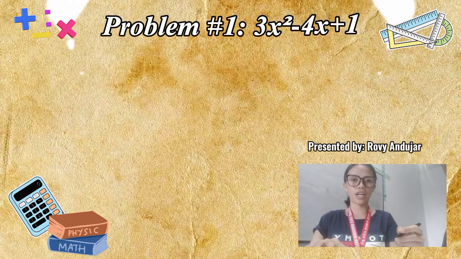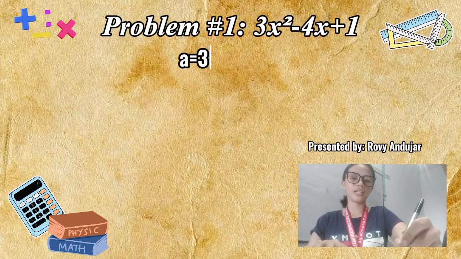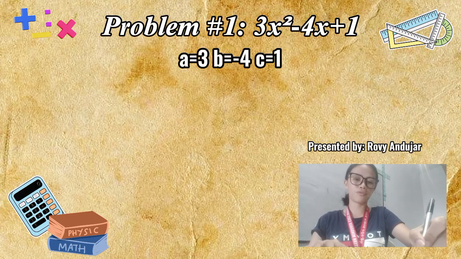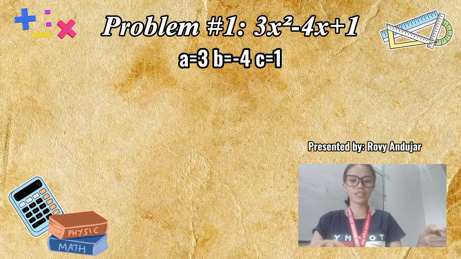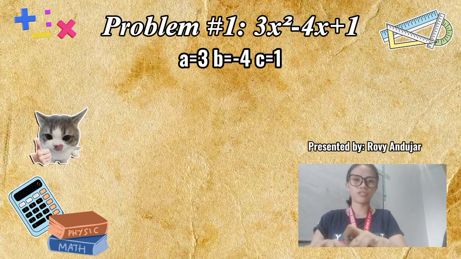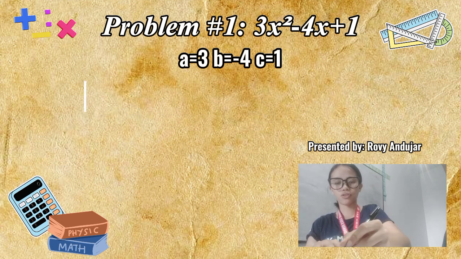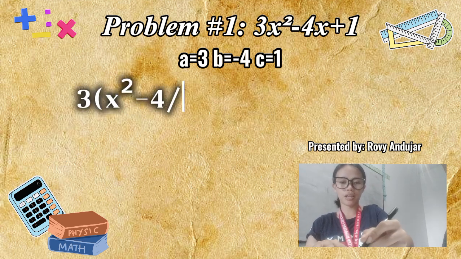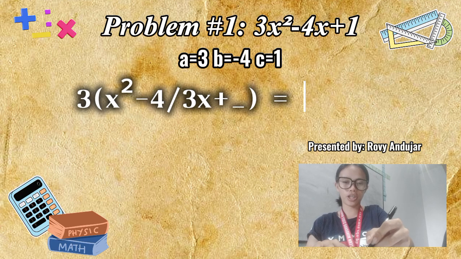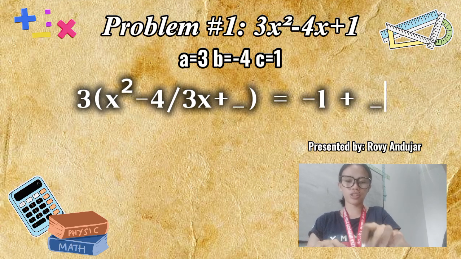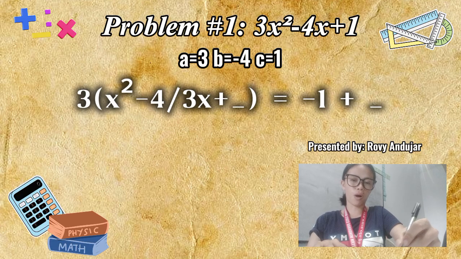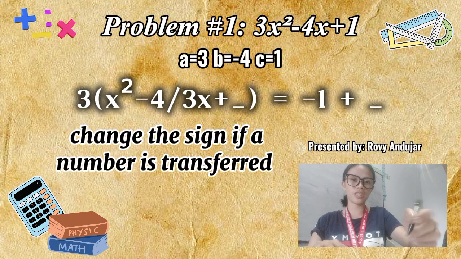So first, let us identify our a, b, and c. Our a is 3, our b is 4, our c is 1, negative 4 I mean. So first, if our coefficient here is not 1, we have to factor it out. And since our coefficient here is 3, then we factor out 3. 3x squared minus 4 thirds, because 4 divided by 3 is 4 thirds, x plus, leave a space, equals, then we transfer 1, so we change the sign into negative, so it will be negative 1 plus space.